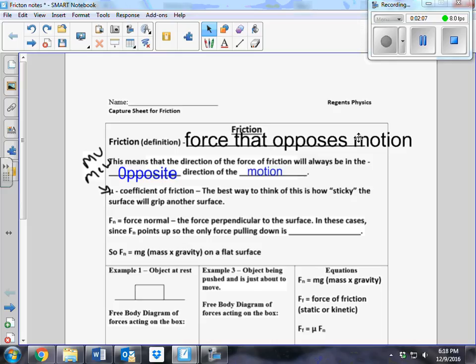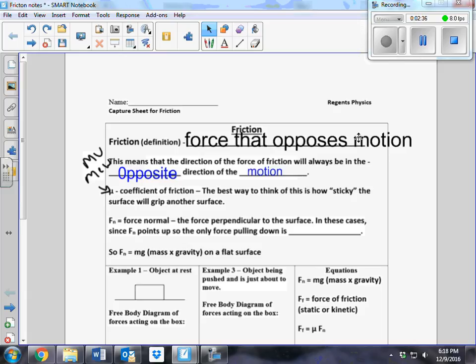The best way of thinking of this is how sticky a surface is when gripping another surface. A coefficient doesn't have a unit because it's a ratio. It is a ratio of how much friction there is to the object's weight, which we'll get into later. But for the most part, you just need to remember mu, which is a U with a little leg, is the coefficient of friction. It's how sticky the surfaces are to each other.